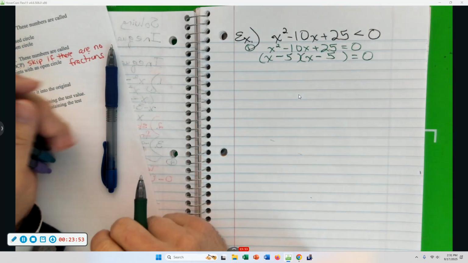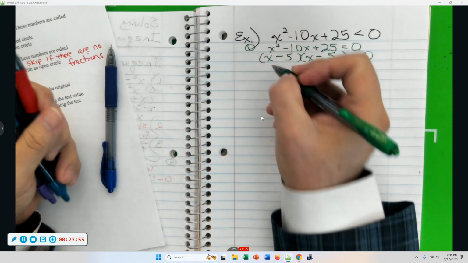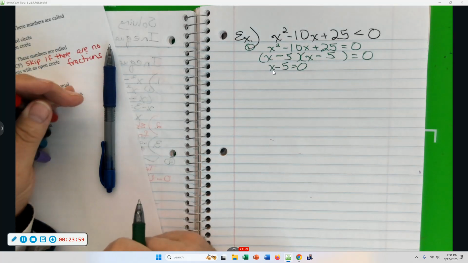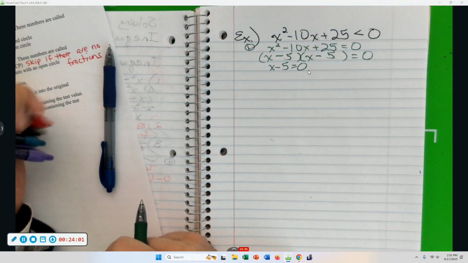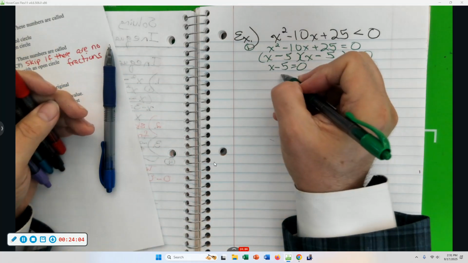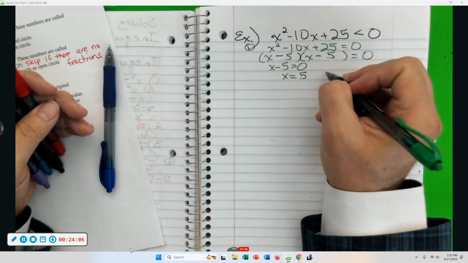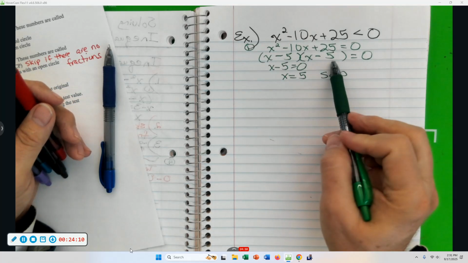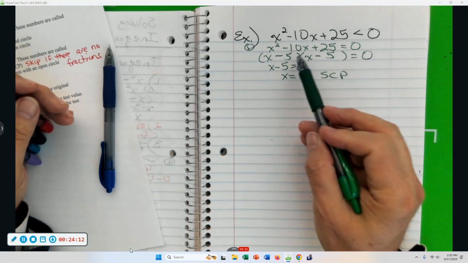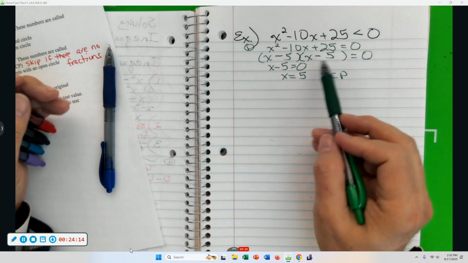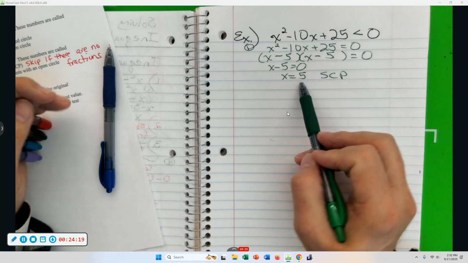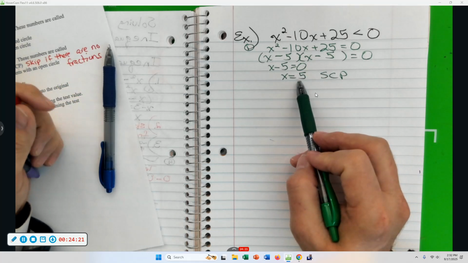Oh, this is nice. Set x minus 5 equal to 0. What are we going to get as a solution cut point? Just 5. Do we need to set this one equal to 0 also? No, it's the same thing. You have the same thing inside both sets of parentheses, so you're only getting one cut point there. The cut point is 5.